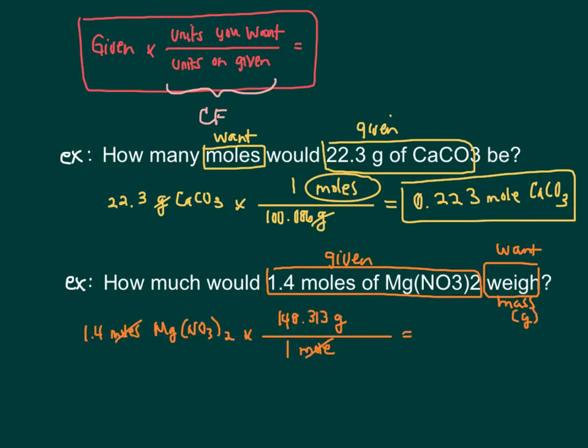So if I set it up the way that our little template tells us to, our given, 1.4 moles of magnesium nitrate, would go first, and then we'll multiply by our conversion factor, which is the molar mass for magnesium nitrate. I just added it up from the periodic table. So 148 grams goes on top because that's what we're trying to get to, and then the moles go on the bottom because it's the same unit that's on our given. So moles will cancel, and we would end up with 207.6 grams of magnesium nitrate. So 1.4 moles of magnesium nitrate would weigh 207.6 grams.